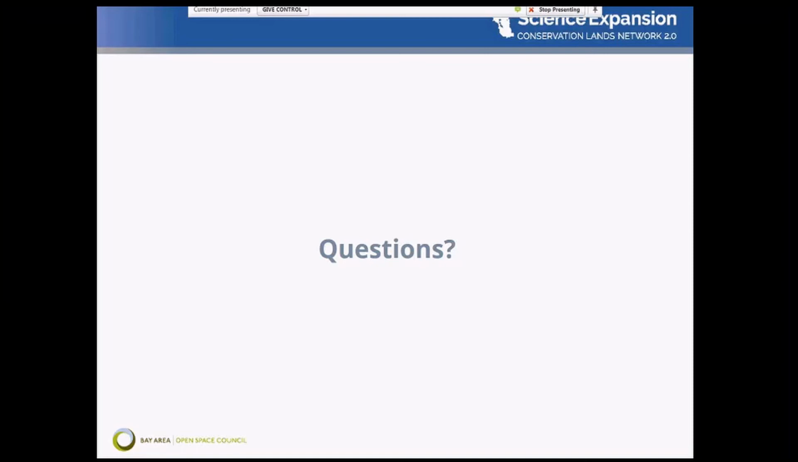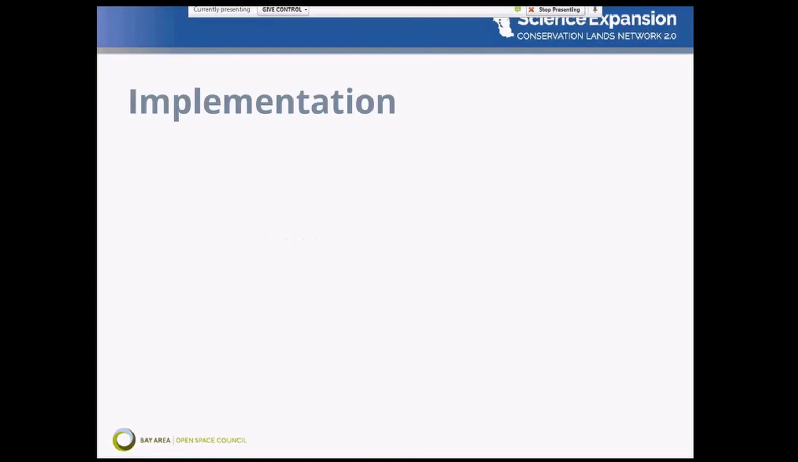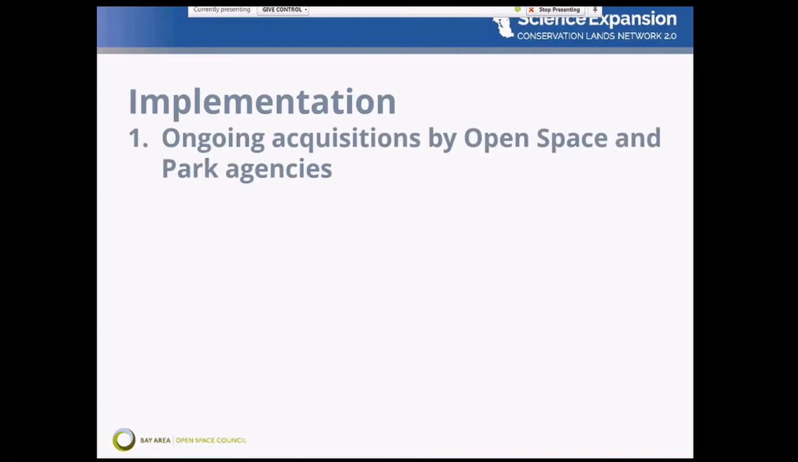Okay, well let's march forward just a couple more slides, and then we'll take the remainder for more questions. So just a couple of notes on implementation. It's one thing to have a vision out there like this, but the real place where the rubber meets the road is what our local implementers are doing.